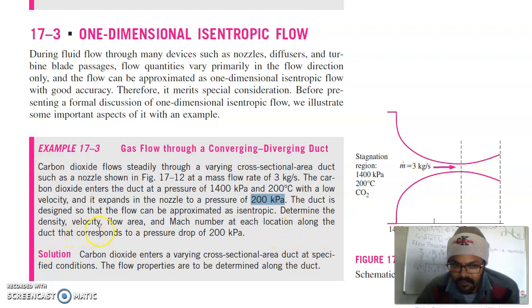Determine the density, velocity, flow area and Mach number at each location along the duct that corresponds to a pressure drop of 200 kPa. Means we have to find density, velocity, flow area and Mach number at this point when your pressure drops from 1400 to 1200, then 1000, then 800, and this 767 is your throat, and then up to 200. So you have to find these parameters: density, velocity, flow area and Mach number.